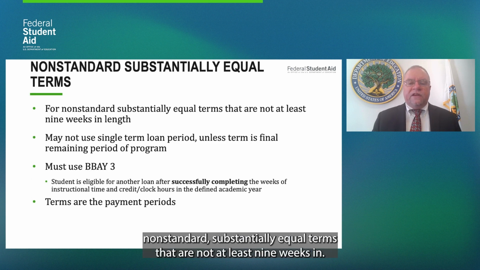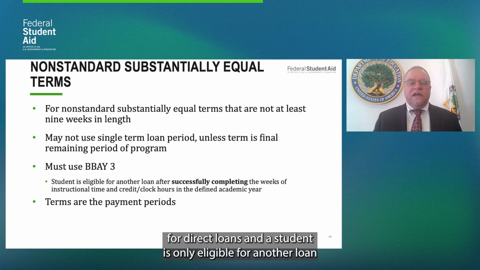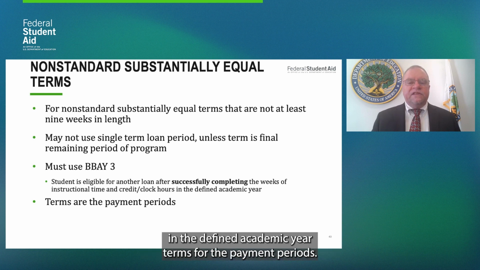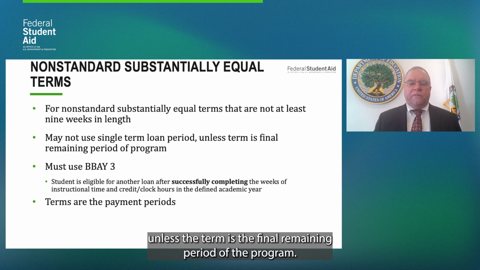Now we'll discuss non-standard substantially equal terms that are not at least 9 weeks in length. If a program has this type of calendar, you must use BBAY3 for direct loans, and a student is only eligible for another loan after successfully completing the weeks of instructional time and credit hours in the defined academic year. Terms are the payment periods, and you may not use a single-term loan period unless the term is the final remaining period of the program.